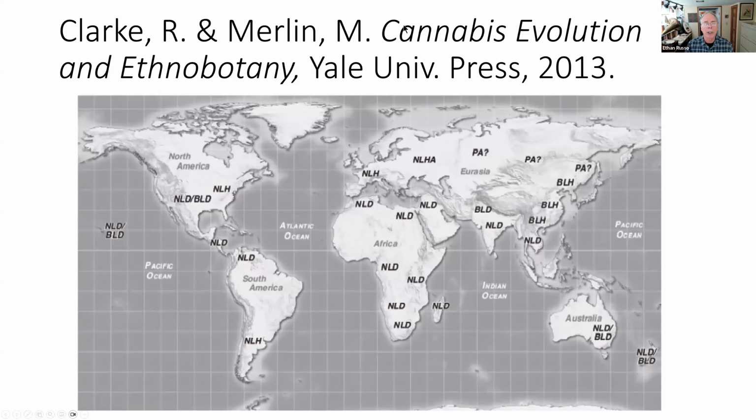From Clarke and Merlin's book, this shows the distribution of the different types around the world. Again, narrow leaf drug, broadleaf or leaflet drug. You see that both of those got to the US. NLH is narrow leaflet hemp, what might be growing wild in the Midwest, what's commonly called ditchweed.